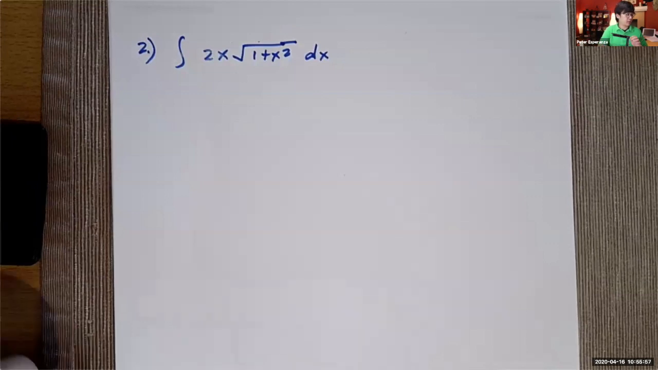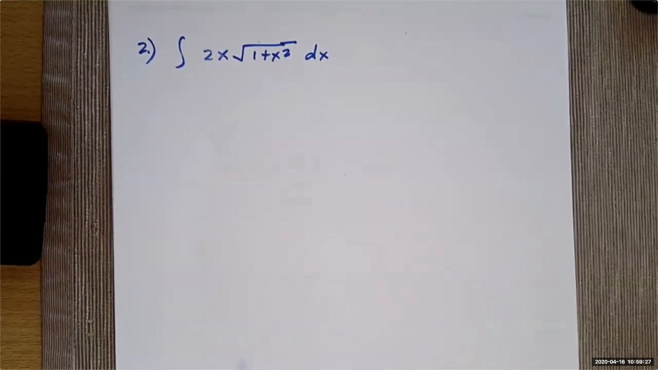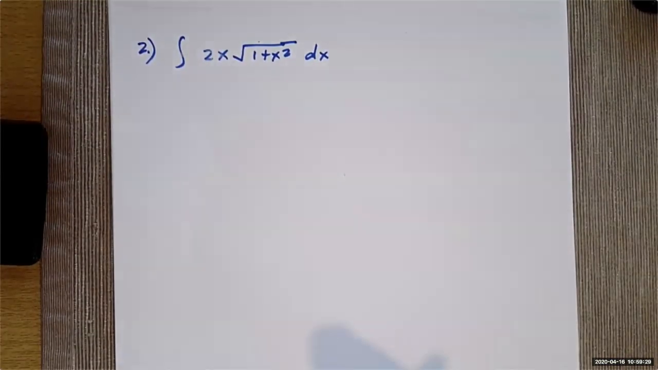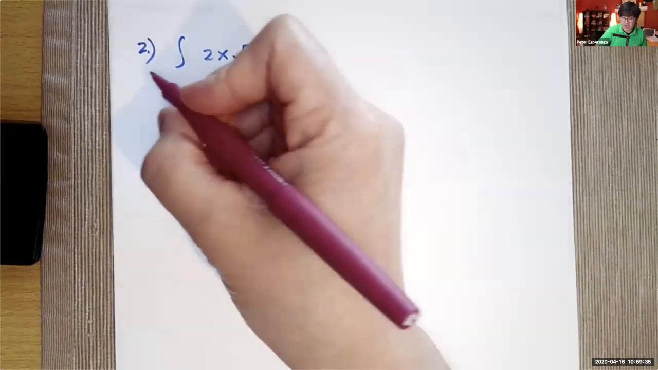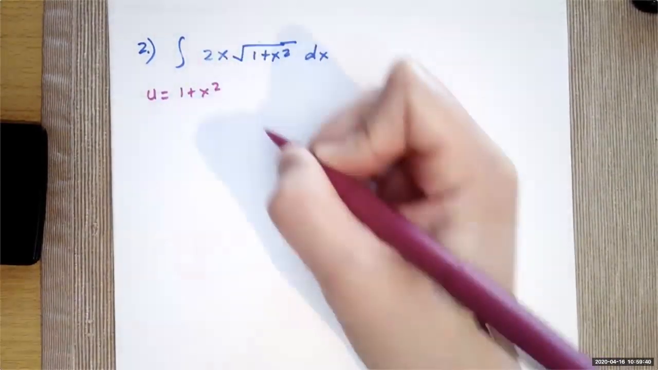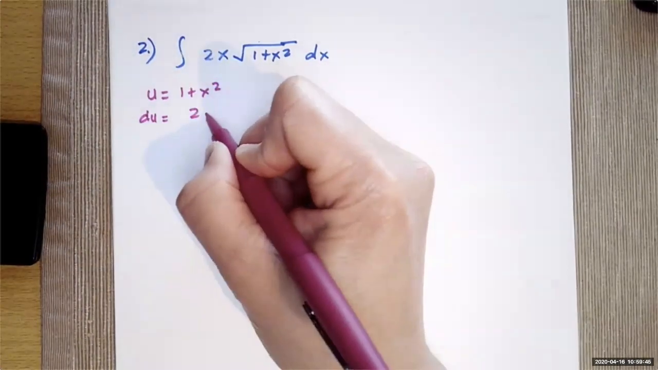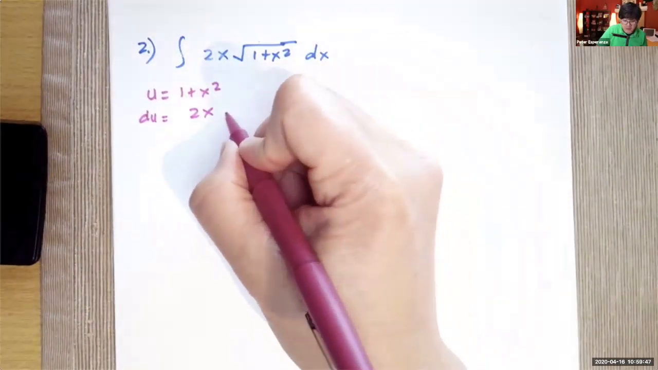Okay, this one is a lot easier. What's your answer? No one answered? Okay, let's answer this together. This is your second example. What is going to be my u in this function? 1 plus x squared. All right. And what is the derivative of my u? 2x dx. Yes, don't forget that because that is important.